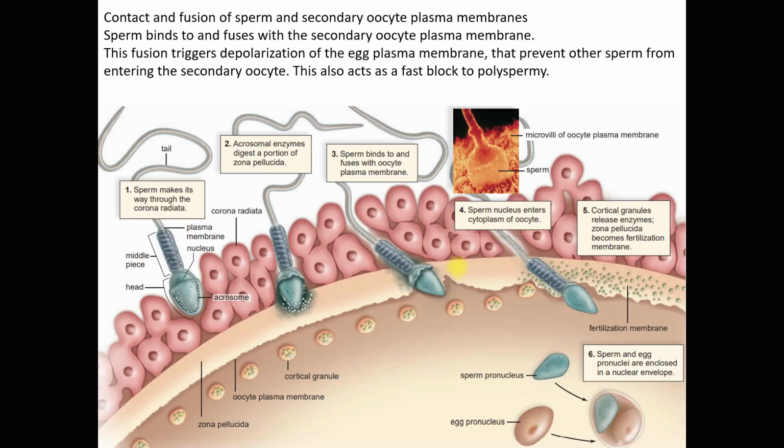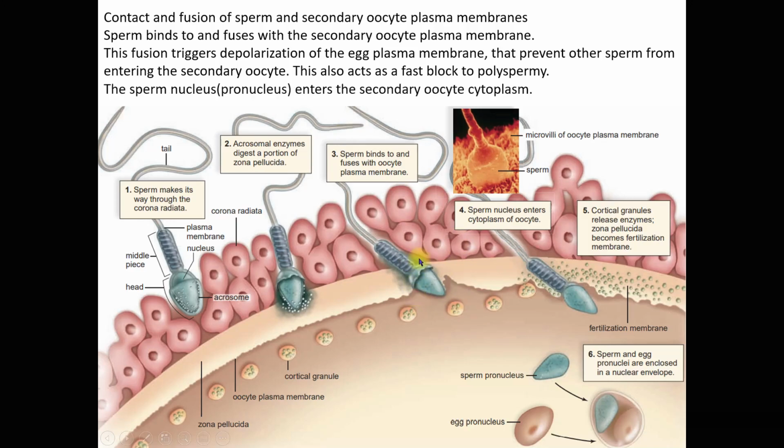Okay, so the depolarization of the egg plasma membrane that prevents other sperm from entering the secondary oocyte is also known as the fast block to polyspermy. Polyspermy means multi-sperms, many sperms that can fuse with the secondary oocyte. So it wants to prevent this, and this is the fast block. This depolarization of the egg plasma membrane by a sperm head will quickly prevent polyspermy.